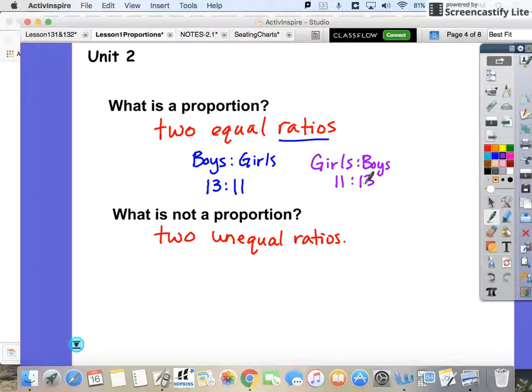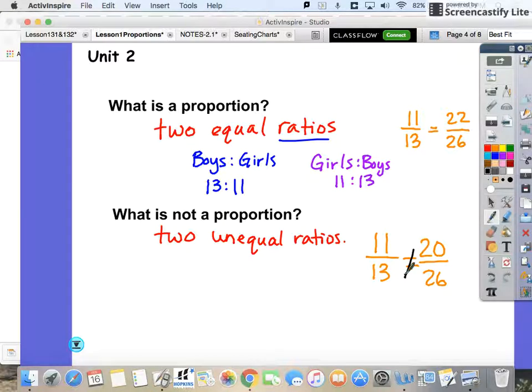Now you might also see it as fractions. So the proportions we're going to deal with are actually fractions. So you might see 11 over 13, which means 11 girls to 13 boys. And that would be equal, proportionally, to having 22 girls and 26 boys, because it's just double. So that's an example of a proportion. A non-proportion would be 11 over 13 and, let's say, 20 over 26. These two things are not equal, which means they are not a proportion, okay?